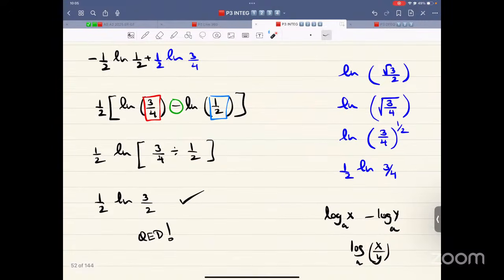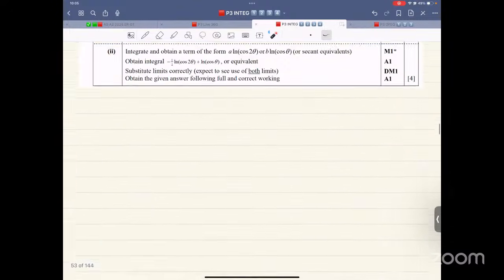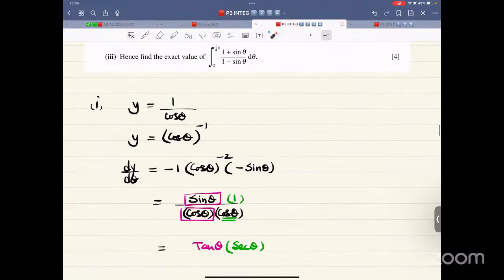Even the rules of logs are used. Root 3 over 2. Can I write this root 2 as root 4? So root 3 over 4, I can take the square root as power half, take it outside. That is even used for simplification. And we need the answer in this exact form. An exact form was already there, but a particular form of this exact form. Now this thing is done.